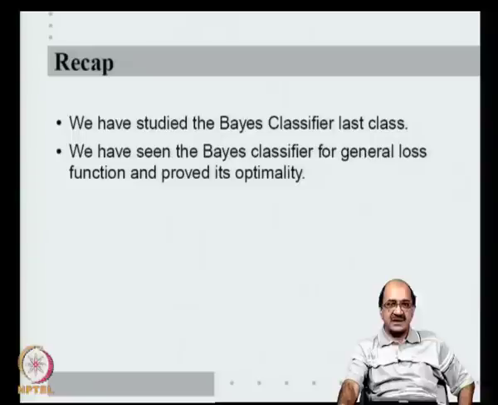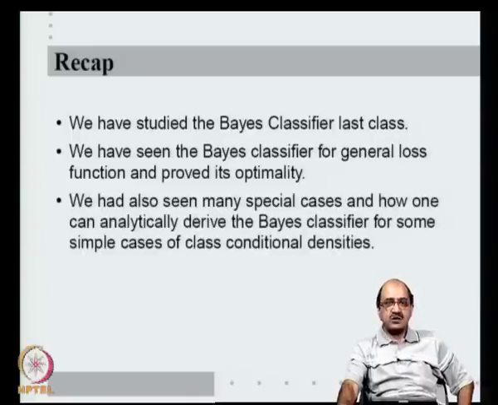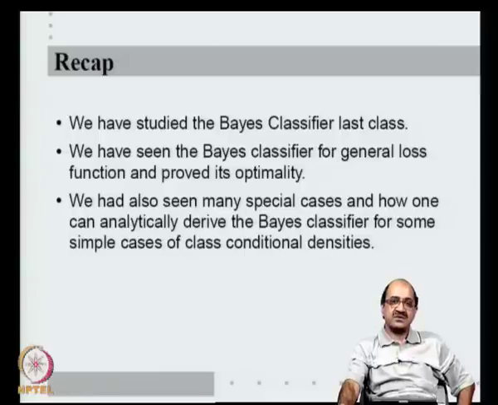So, for risk minimization, we showed that the Bayes classifier is the optimal classifier, and we have also seen several special cases of what the classifier looks like. For example, for the 0-1 loss function, and also for special classes of class conditional density such as normal and so on, we have analytically derived the Bayes classifier. So, we have seen some examples of how one derives the Bayes classifier.